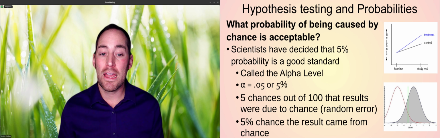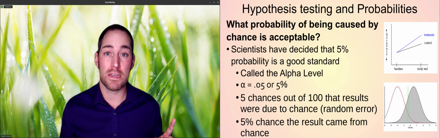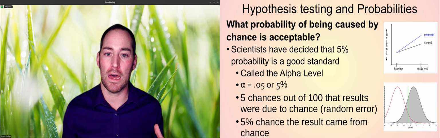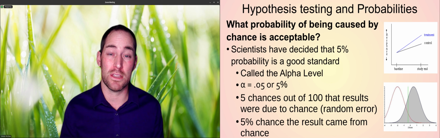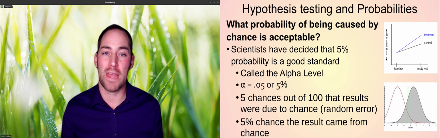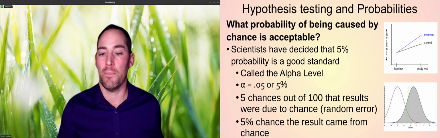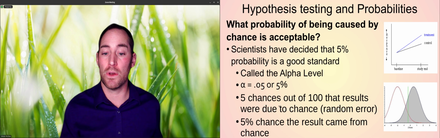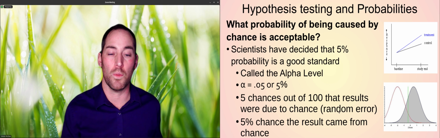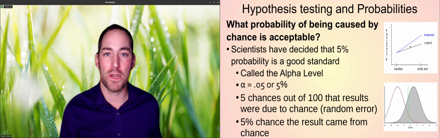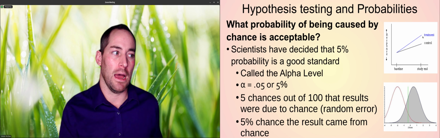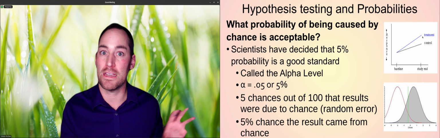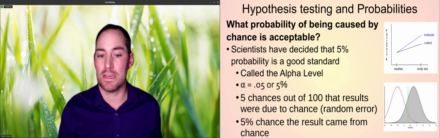Like I said, I usually use the standard of 1%, just having a little bit more strict, a little bit more conservative assessment there, just a 1% chance that the result came from chance. That's what I would prefer to see. So this would be that there's about 5 chances out of 100 that the results were due to random chance or random error. So error in the measurement, mistaken problems in assessing a true score versus not assessing the true score.